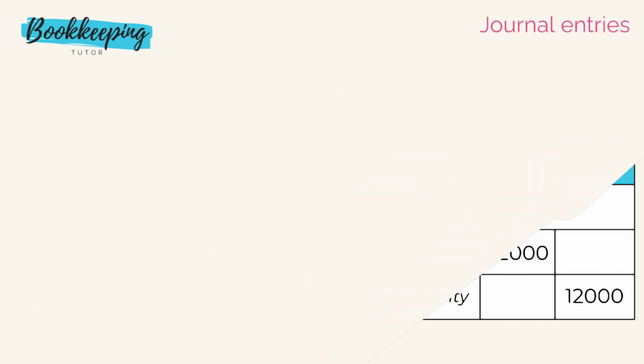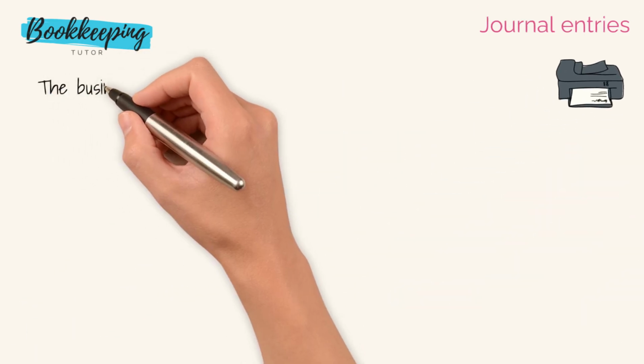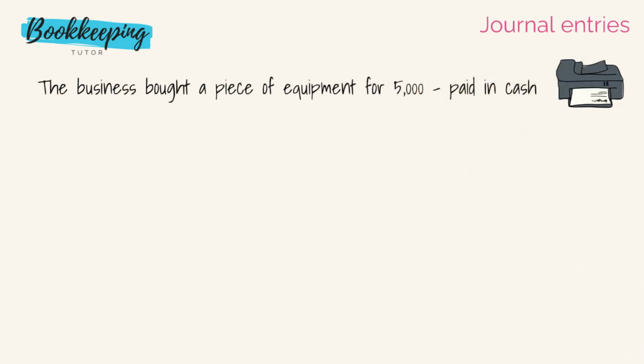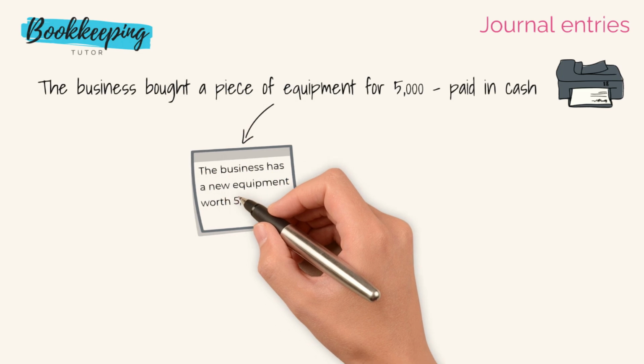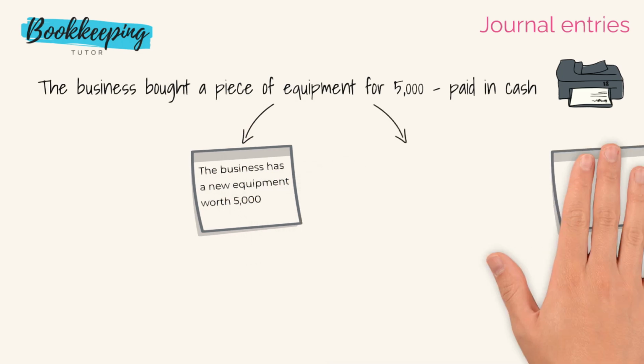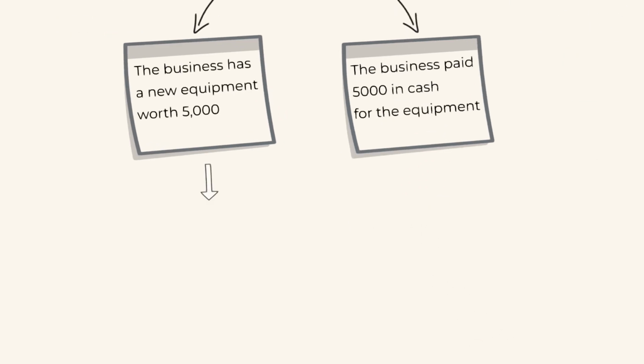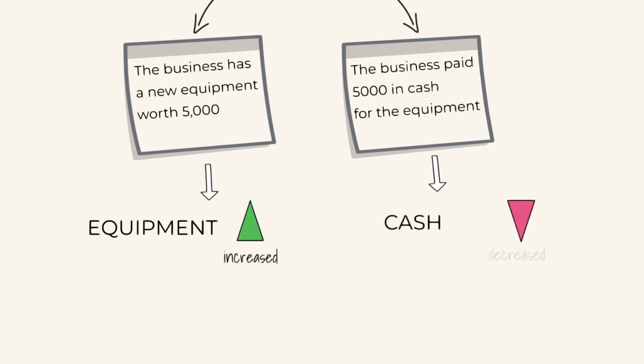So the second transaction was that the business owner purchased a piece of equipment for 5,000 and paid for it by cash. So the business paid 5,000 cash to a supplier for equipment, and now they have the equipment. So the equipment, which is a fixed asset, increased by 5,000, whereas their cash decreased by 5,000.